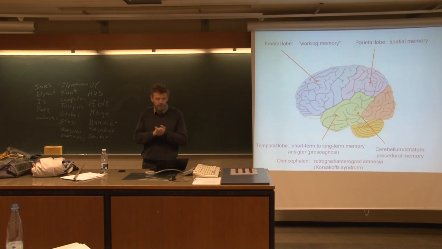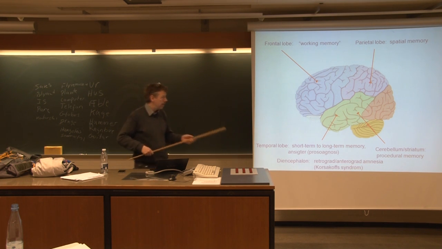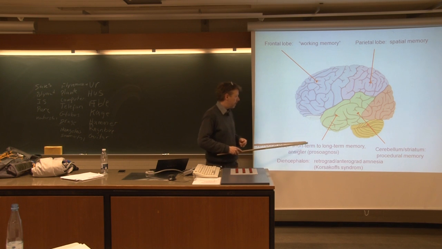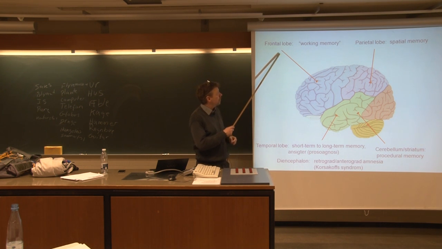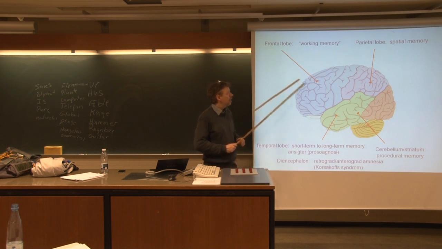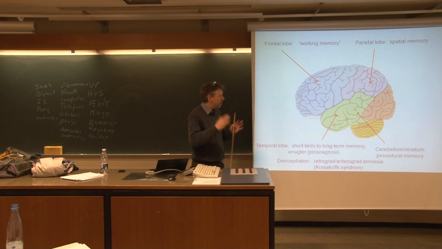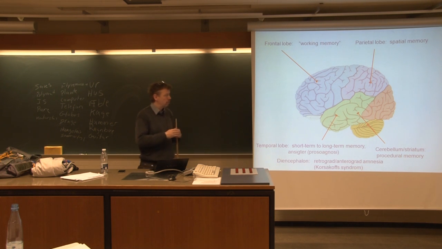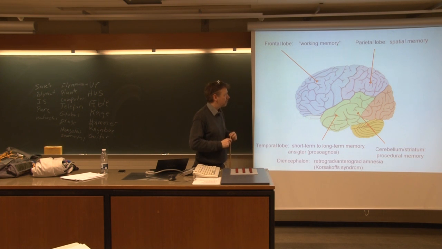So, which areas are involved in different types of memory? We certainly have the short-term to long-term memory transfer, which is in the temporal lobe and the hippocampus area. When it comes to working memory, as I said, this is mainly the frontal lobe that's involved. Parietal lobe, we know that we have spatial memory, the remembering where we are in relation to whoever, where certain things are in relation to certain other things.